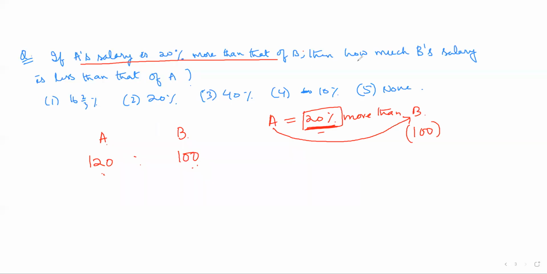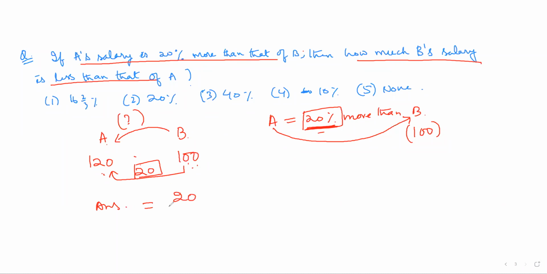Now, what is the question? How much is B's salary less than that of A? So the question is B with respect to A. B with respect to A is 20 less. The difference is 20, but it is 20 out of 120. B's salary with respect to A, so in the denominator it will not be 100, it should be A's value, 120. So this is your answer.